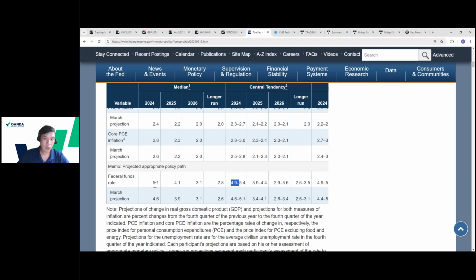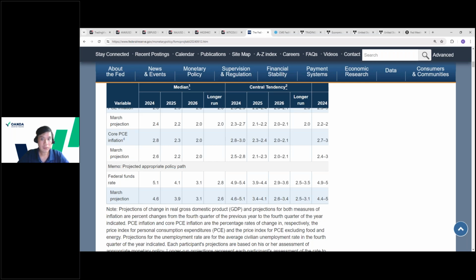So you take 5.1 minus 5.25, then divide by 0.25, that gives you only 1 implied interest rate cut for 2024. Then these things get much easier, because all these are end of year expectations for 2025 and 2026. Then you compare it with the previous March projection. If you take 4.6 minus 3.9 and divide by 0.25, in 2025 they are actually looking at only 3 cuts.